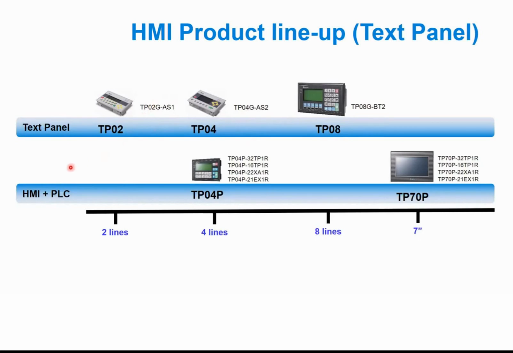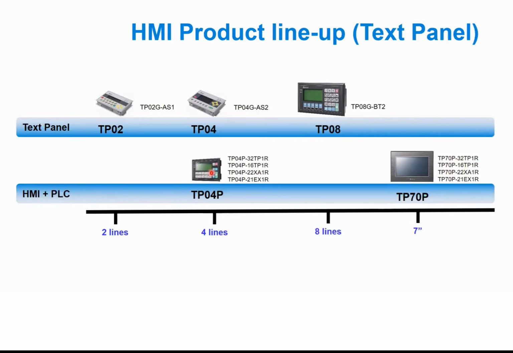And then the higher level of this text panel we also have is the one that has both HMI and PLC integrated as one system. So you have just one product. Inside there's a PLC, and it also has an HMI function. So the first one in this range is TP04. This is the test panel.